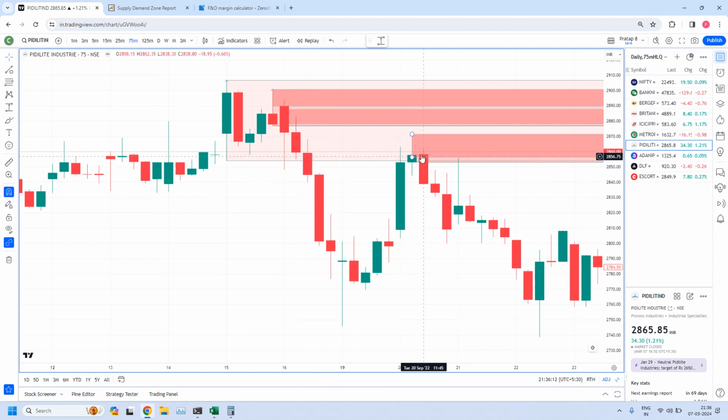This is again a rally base drop, another 75 minutes. Out of these two zones, we identified 3 15-minute zones. Inside the first 75, 2 15-minute zones. The next one, 15-minute zone. How we fine tuned? Let me show you.